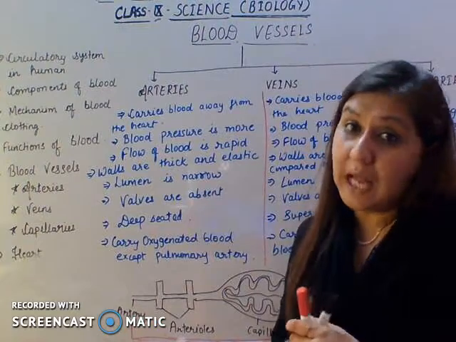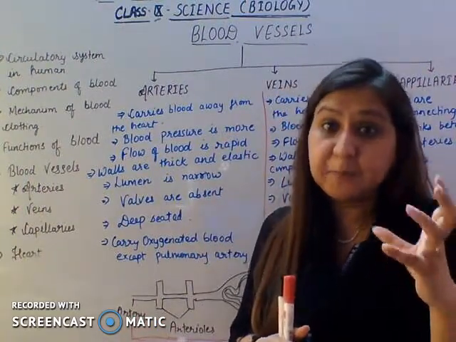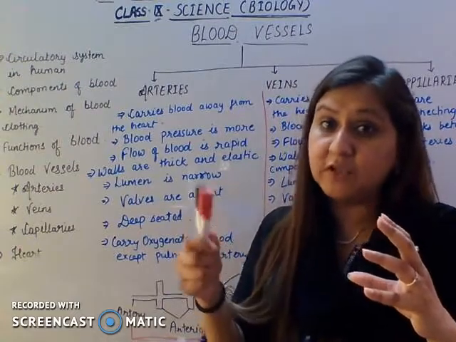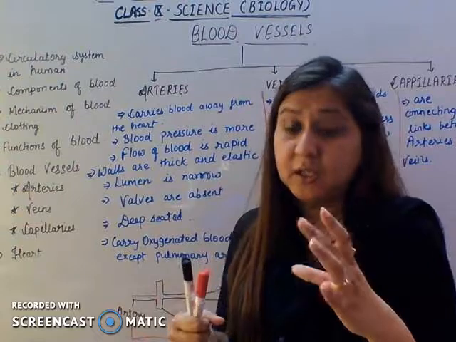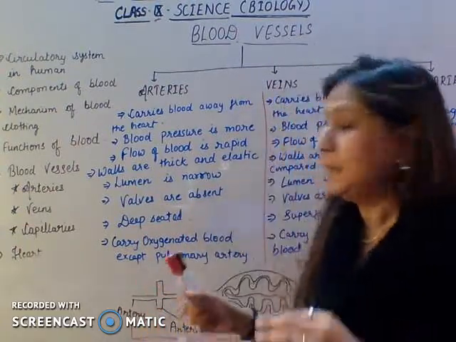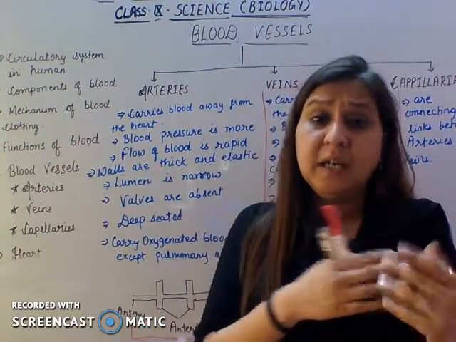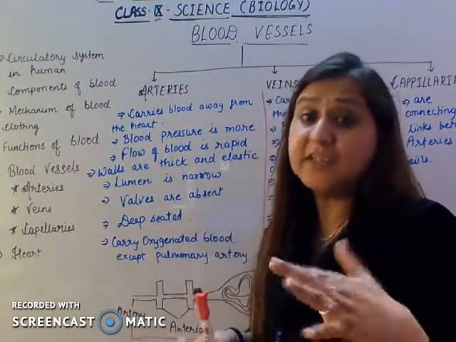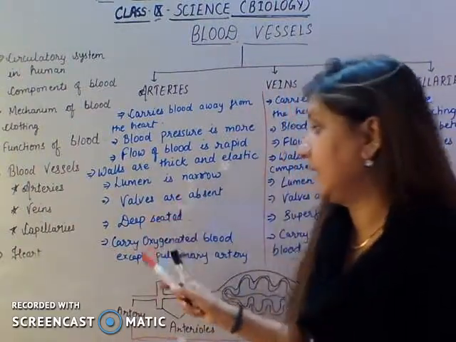Next, the valves are absent because the blood is already at high pressure, because the heart is pumping that blood and these arteries are carrying that blood to different parts of the body. No need of valves, because basically the work of a valve is to prevent the backflow of the blood. But the blood is already at high pressure, so there is no need of valves. So valves are absent in the arteries.